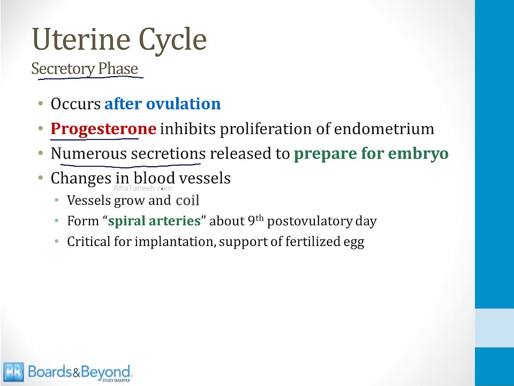And there are also very important changes in the blood vessels that are driven by progesterone. The vessels of the uterus grow and coil, and they form structures called spiral arteries about 9 days after ovulation. And these arteries are critical for implantation and support of the fertilized egg.